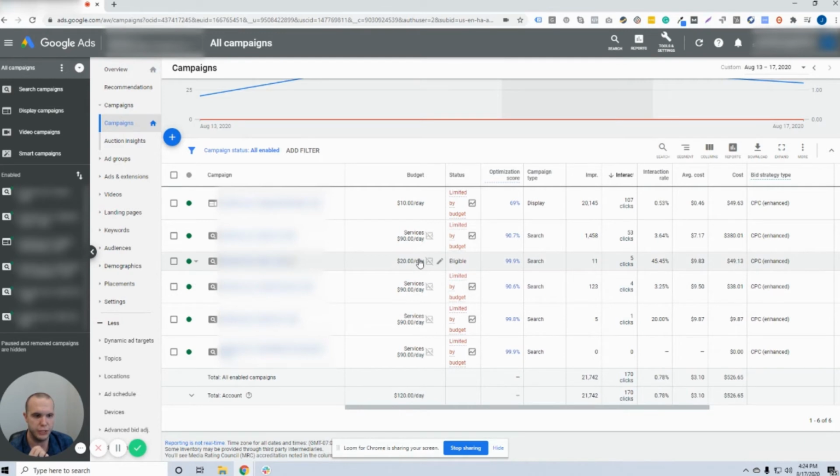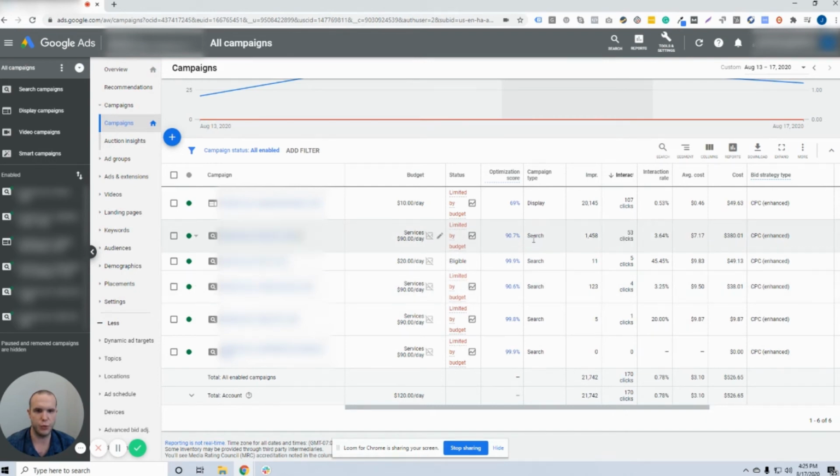Now, we've only launched for the past couple of days, and what we can see already is that we're limited by budget. But you'll notice this campaign here has 1,458 impressions and 53 clicks, while the other campaigns have less than five, except for this display campaign, which isn't using a shared budget. It's display, so you can spend a lot of money really quickly. But looking at these search campaigns all sharing the services budget, you'll see that they're limited by budget.